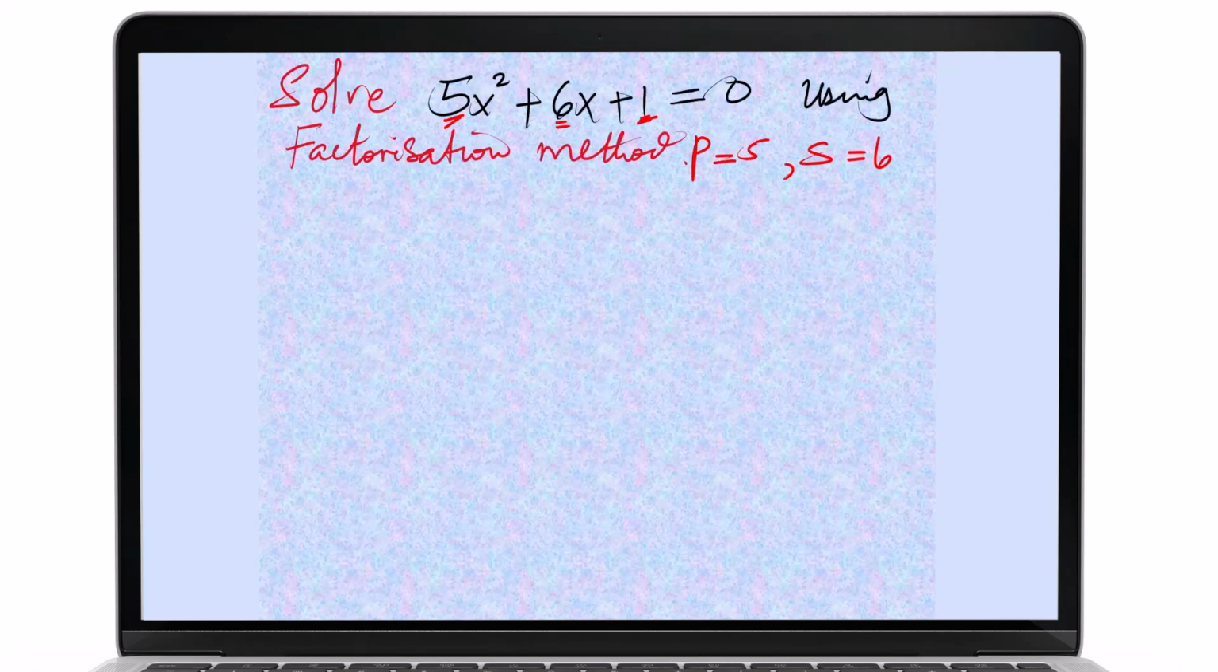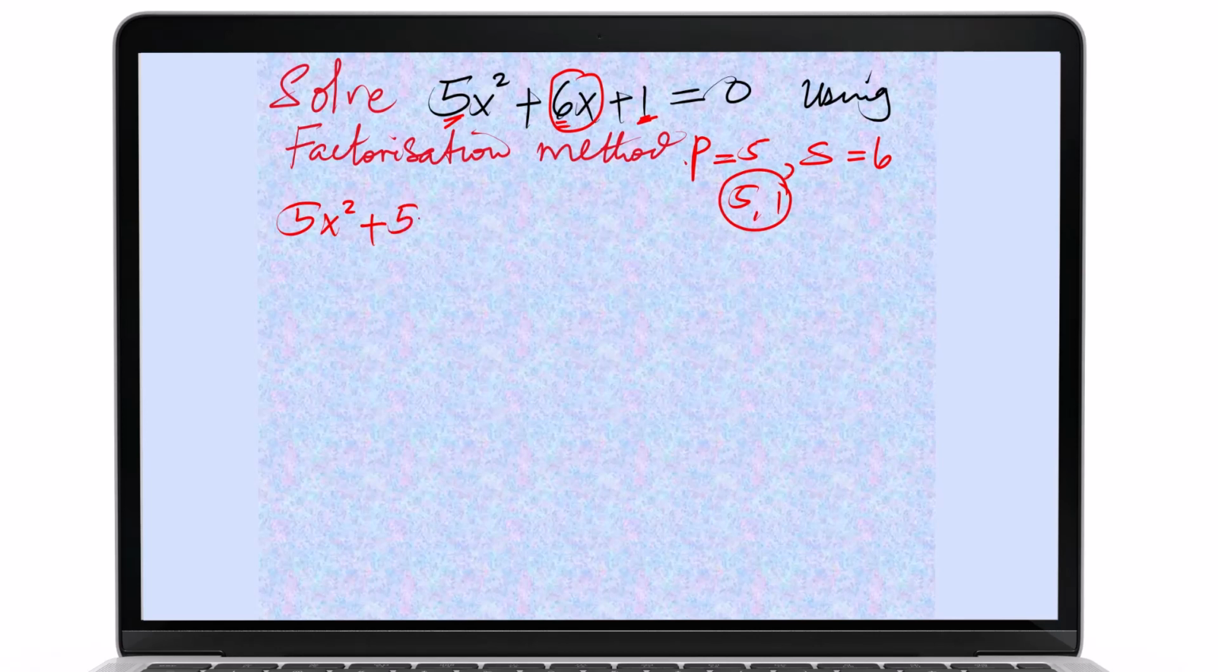So look for two numbers whose product is 5 times 1. You're getting 5 from the coefficient of x squared, and 1 from the constant. And then the sum should give 6. Which are these two numbers? When you multiply them, you get 5, and when you add them, you get 6. This is definitely 5 and 1. 5 times 1 is 5, and 5 plus 1 is 6. So come and substitute them here. You write 5x squared plus, now for 6x, you write it using 5 and 1.